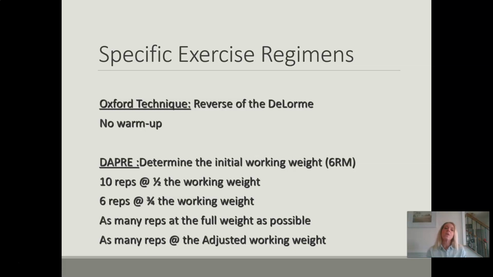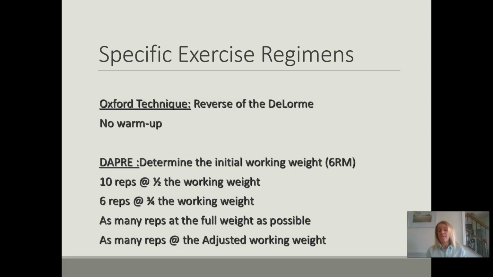your patient. So for this particular exercise program, you would determine your initial working weight, which would be the 6 RM, 6 repetition maximum. So whatever weight your patient can safely and efficiently perform 6 repetitions of, for whatever exercise it is. Then you're going to do 10 repetitions at half of that. Then you're going to do 6 repetitions at 75% of that working weight. And then you'll do as many reps as they possibly can with that full weight.